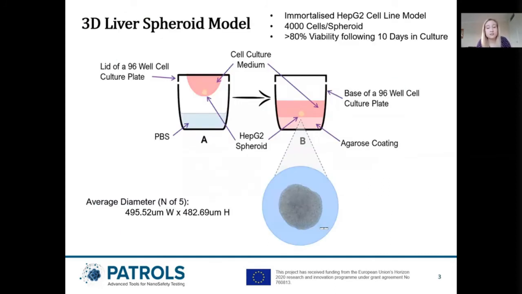So based on this and the principle that 2D cultures do not encapsulate the intricate multicellular interactions and metabolic activity observed in vivo, as well as their 3D counterparts, we began to develop a 3D cell line-based liver model.